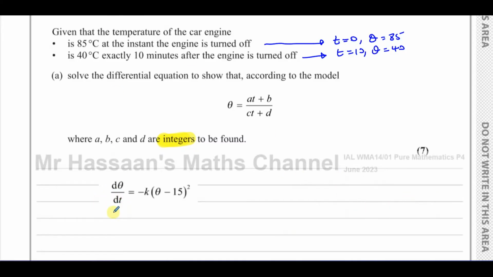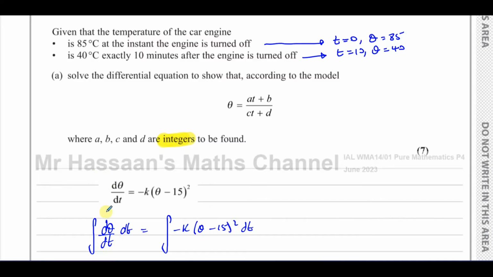So I want to get theta. So I want to do something. What I'm going to do to this side and that side is the same thing. So I'm going to integrate this side with respect to t. So I have d theta dt integrated with respect to t. And I'm going to do the same thing on the other side. I'm going to integrate minus k times theta minus 15 squared with respect to t as well. What I do to one side, I do to the other.